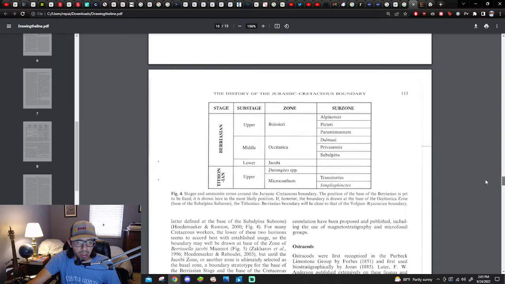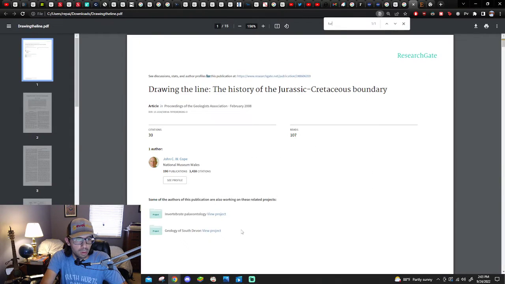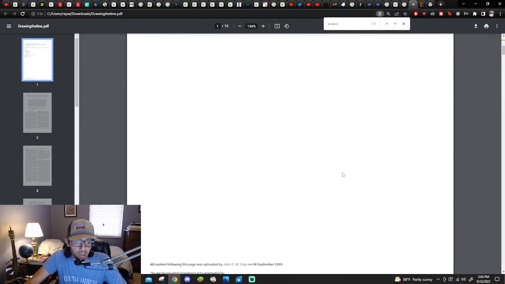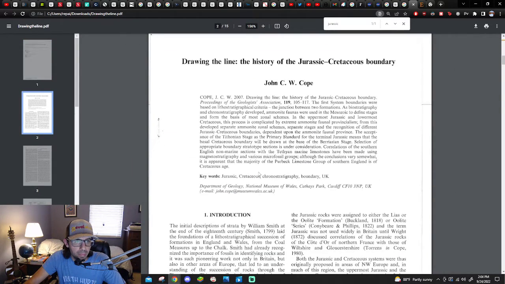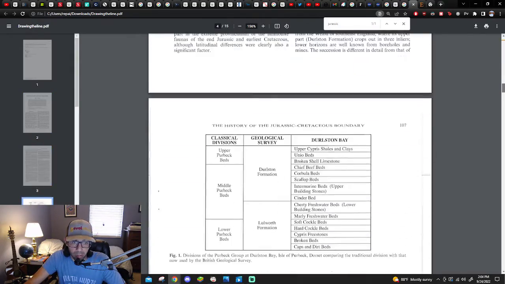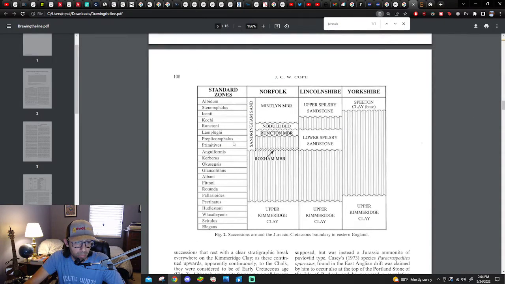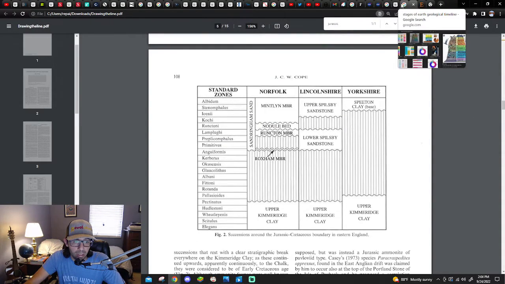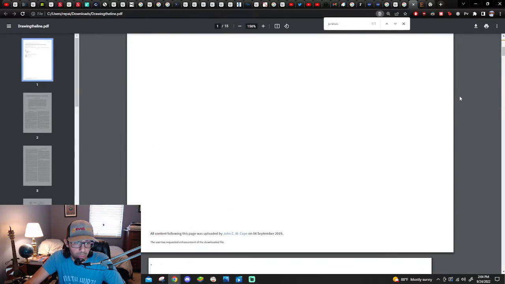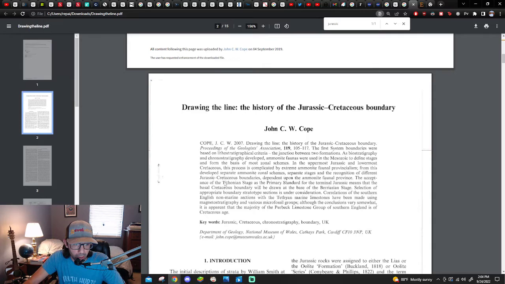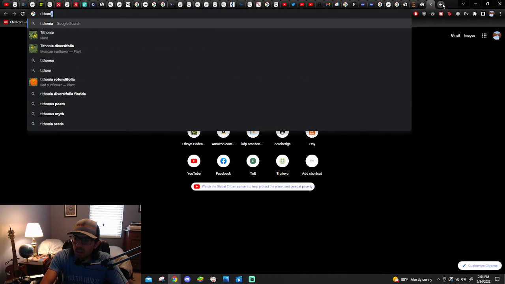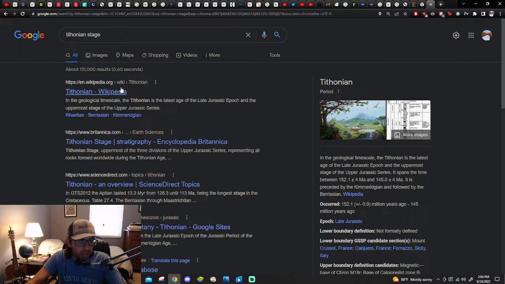England. Can I text search? I don't think I can text search this. Jurassic. Only the first page, okay. Damn. I should probably look around to see what else there is before reading this too closely. It might have some interesting information. Before I move on, real quick, I would like to look at the Tithonian stage.